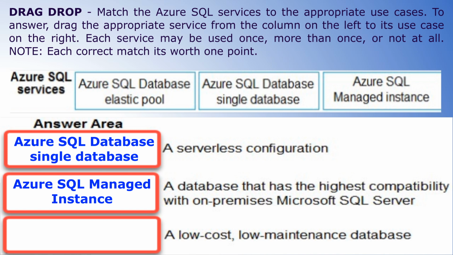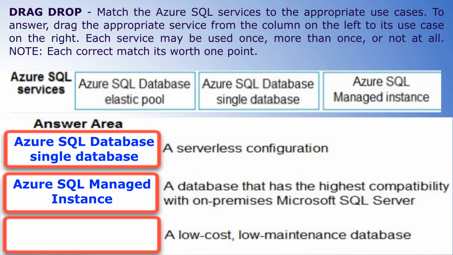So the Azure SQL Managed Instance service is appropriate for this use case. In the third use case, Azure SQL Database Elastic Pools are a simple, cost-effective solution for managing and scaling multiple databases that have varying and unpredictable update demands.